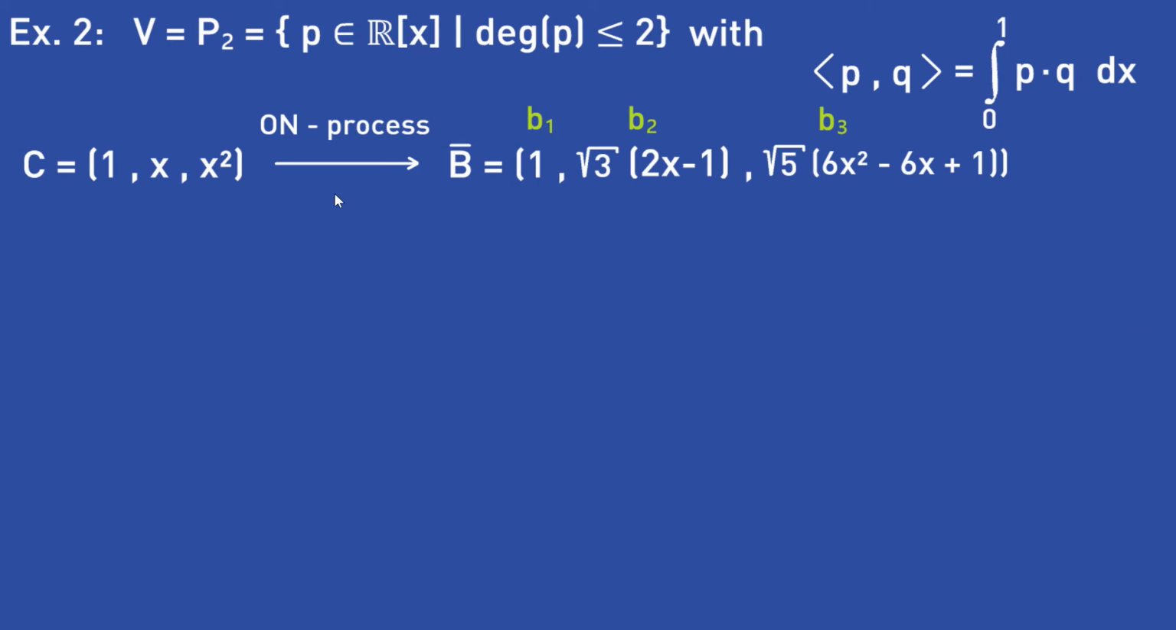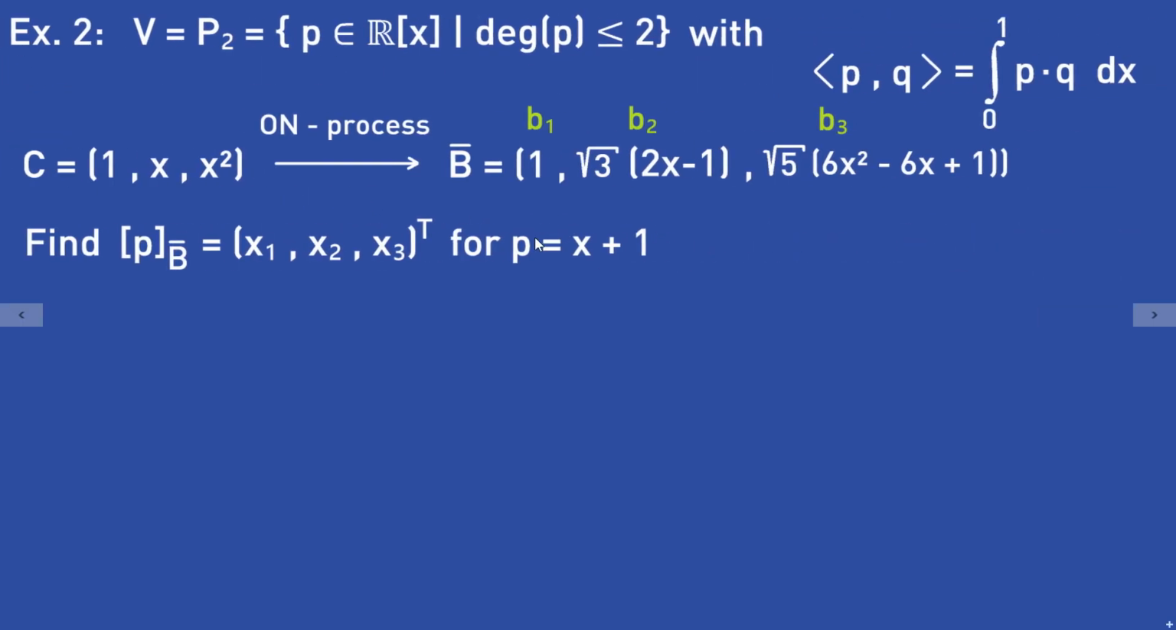Now we have the following polynomial P. P is equal to x plus 1. We want to find the Fourier-coefficients x1, x2 and x3 of P with respect to that orthonormal basis here, B bar. We can use our formula to find x1, x2 and x3.